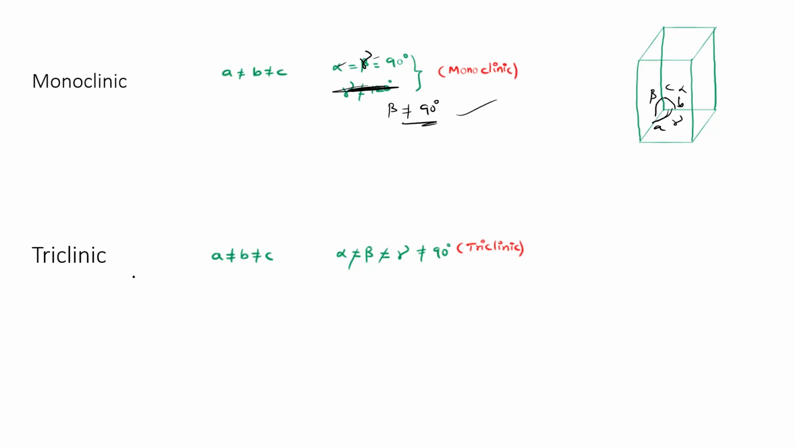Very good. Then triclinic: A not equal to B not equal to C, and alpha, beta, gamma not equal to 90 degrees. Nothing is equal. Then it is a triclinic unit cell.